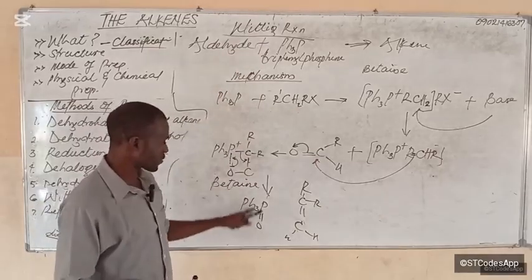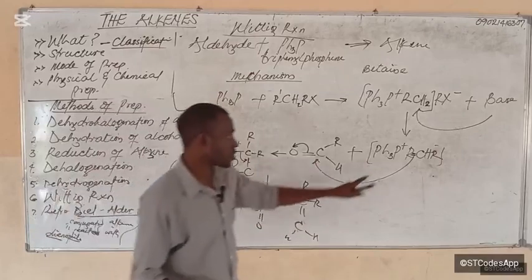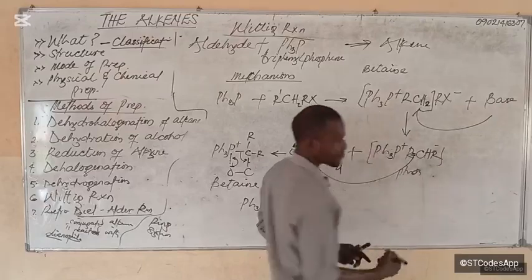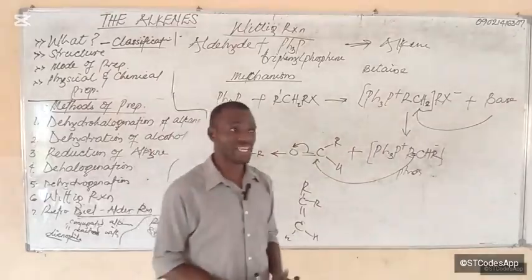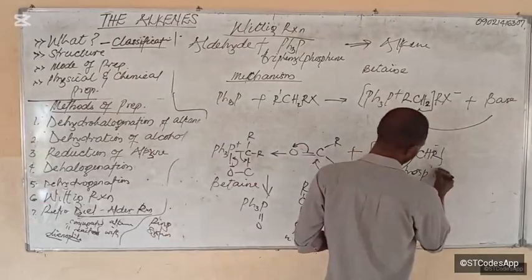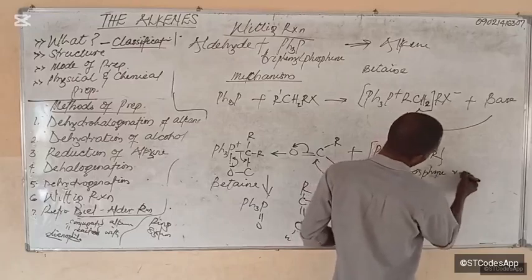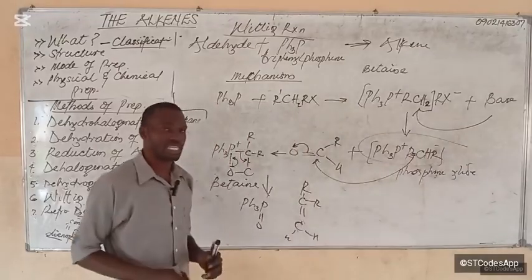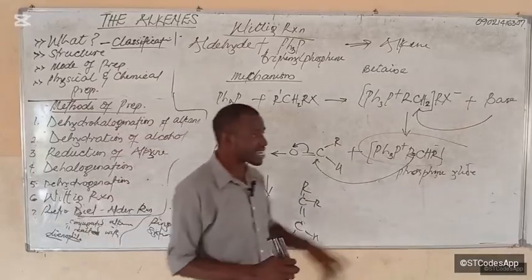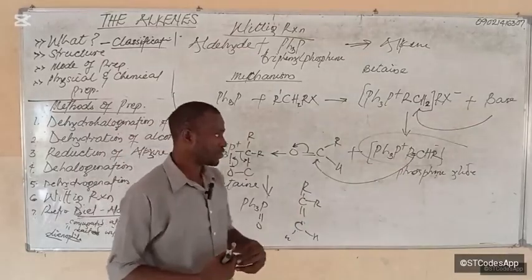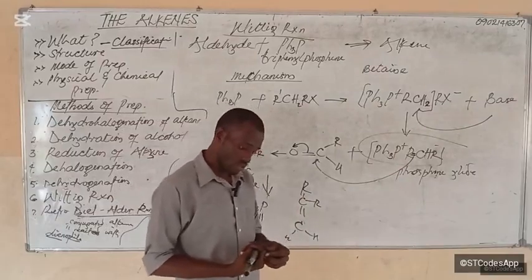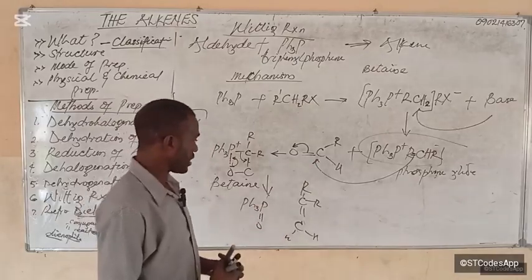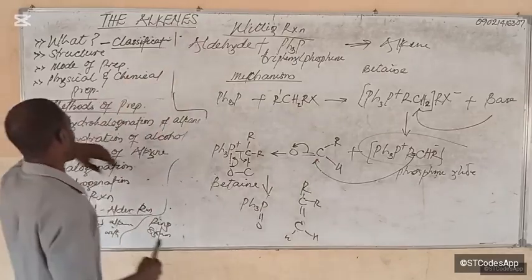I've forgotten the name of this product. But this one is called triphenylphosphine ylide. Triphenylphosphine ylide is one of the intermediate products that is formed in the mechanism before the reaction, okay? So that is that about the Wittig reaction.